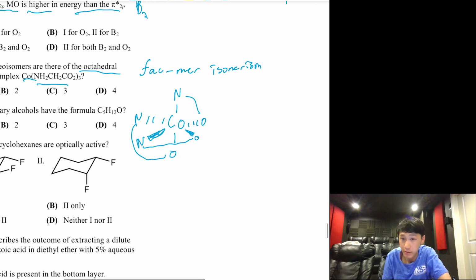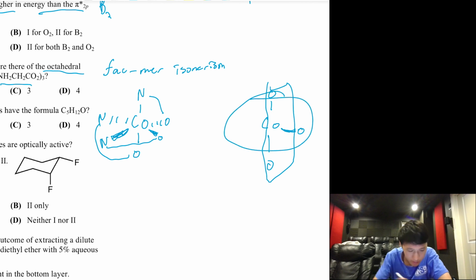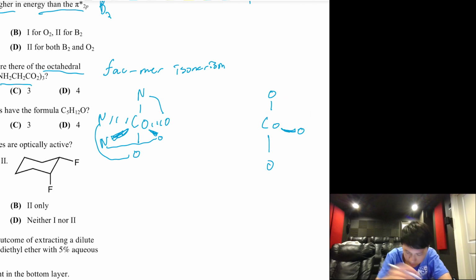And then we also have the mer isomer, the meridional isomer. And that's going to be where all of the same atoms lie in like a meridian, if you imagine on the globe. So let's just do that for oxygen. So we would have an oxygen here, an oxygen here, and an oxygen here. And this would be the meridian, if you imagine a sphere around the complex. But let's just remove that for clarity.